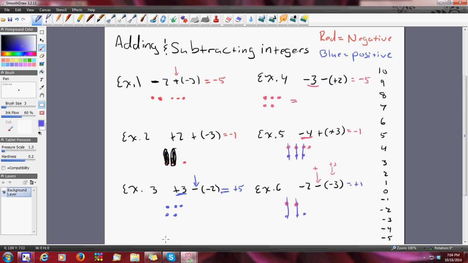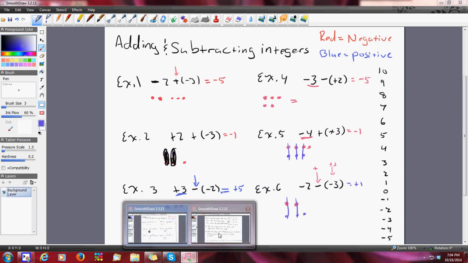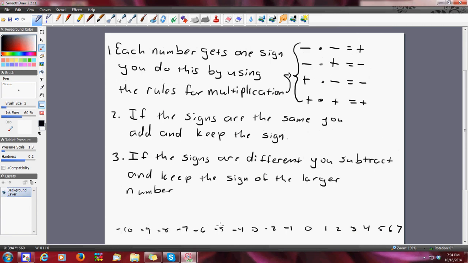Now, I know a lot of people don't particularly like that method, although I love it. So I'm going to give you one last method, and here it is. There's a rule for this. I don't particularly care for it, but here it is. Each number gets 1 sign. You do this by using the rules for multiplication, which is a negative times a negative is a positive, negative times a positive is negative, positive times a negative is negative, positive times a positive is positive.